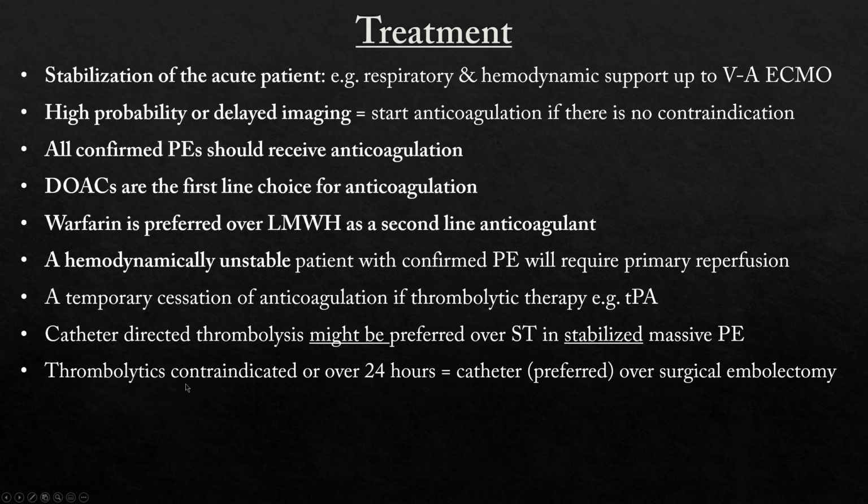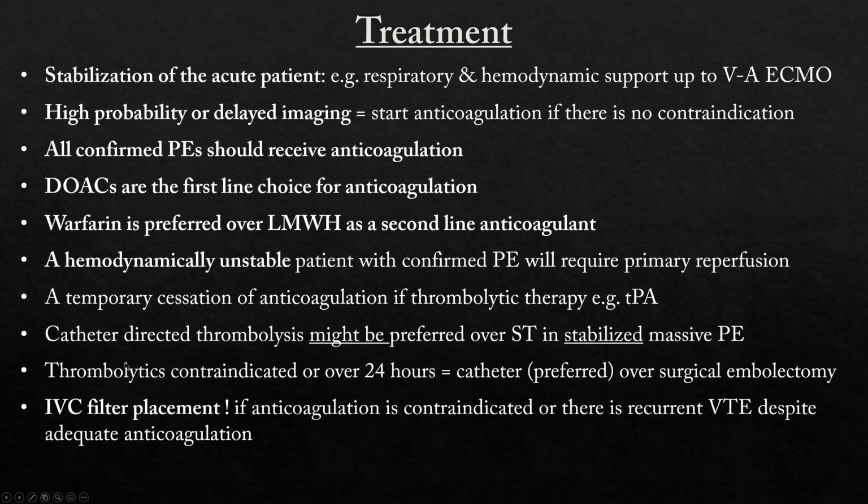If thrombolytics are contraindicated, or you pass the window to give TPA for PE, which is 24 hours from the start of the symptoms. If the patient came after 24 hours from the start of symptoms, there's no use in giving TPA. You prefer a catheter embolectomy. Same thing if it's contraindicated. For primary reperfusion, if thrombolytics are contraindicated because of a bleeding problem, you do catheter embolectomy. The catheter way, now it's done. The surgical one is becoming less favorable.